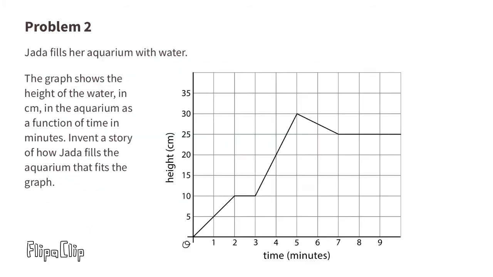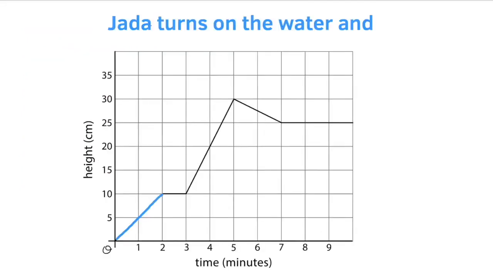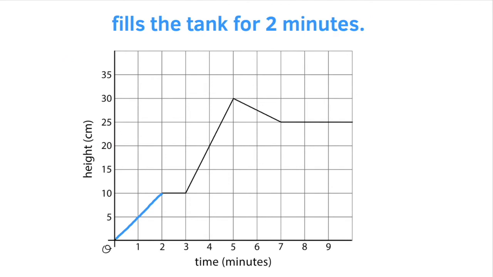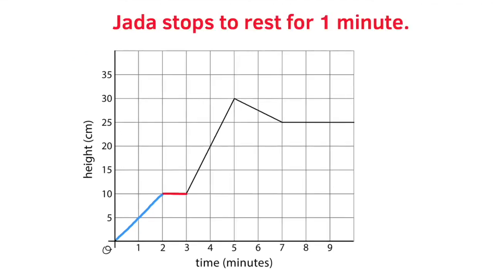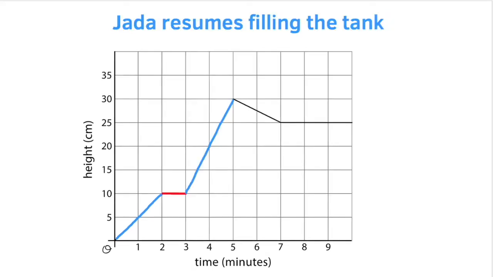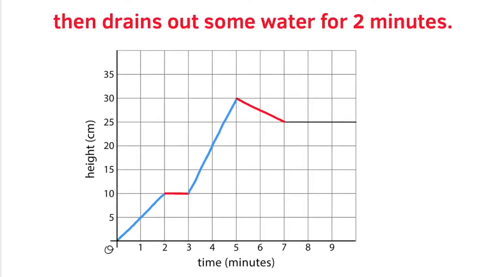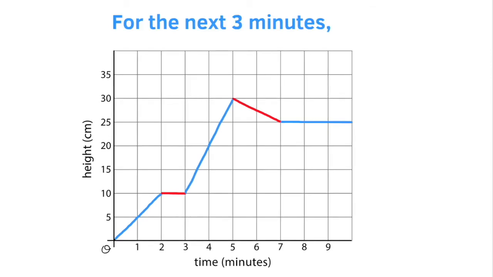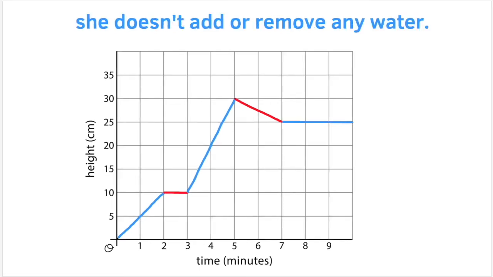Problem number 2. Jada fills her aquarium with water. The graph shows the height of the water in centimeters in the aquarium as a function of time in minutes. Invent a story of how Jada fills the aquarium that fits the graph. First, she turns on the water and fills the tank for 2 minutes. Jada stops to rest for 1 minute. Then Jada resumes filling the tank for another 2 minutes. Then she drains out some water for 2 minutes.